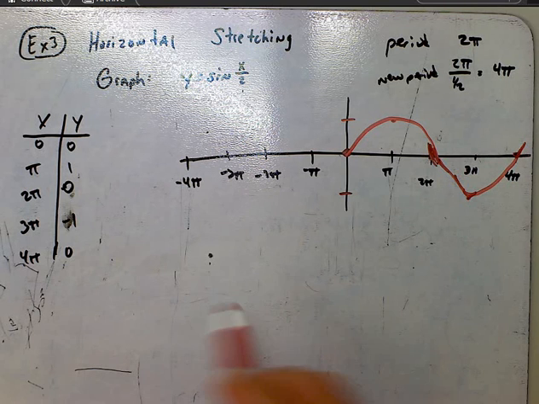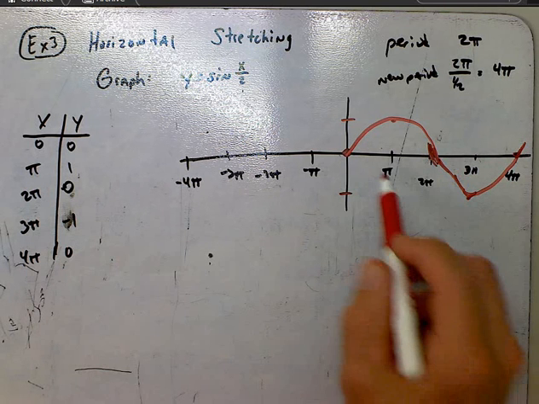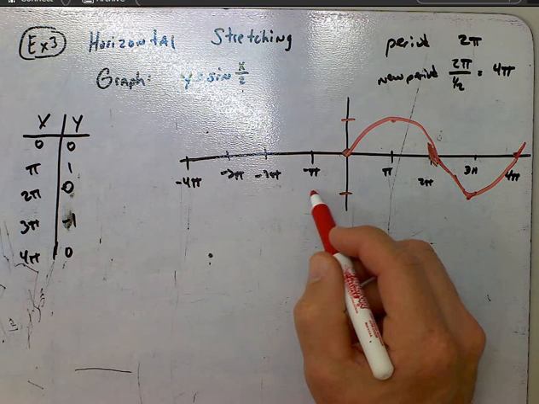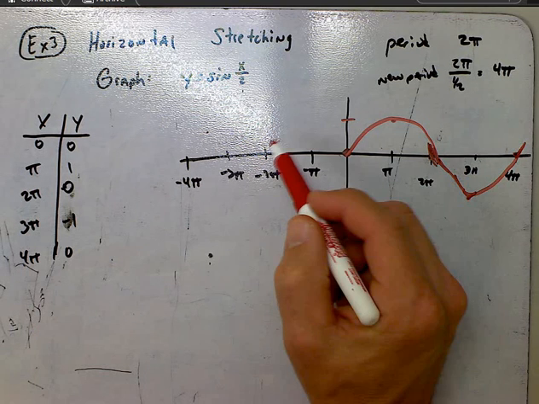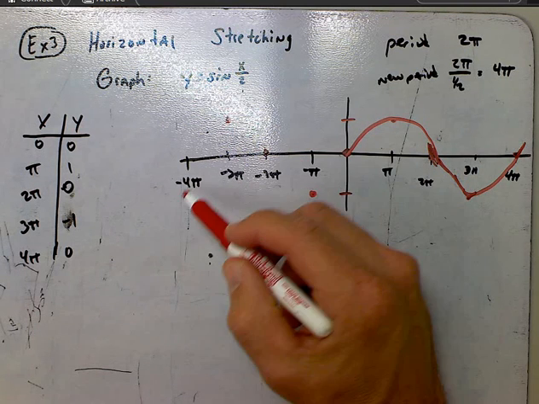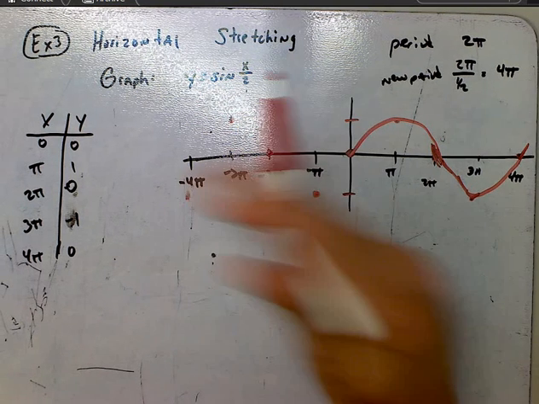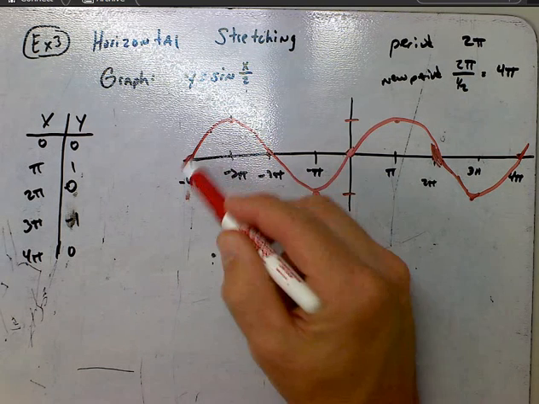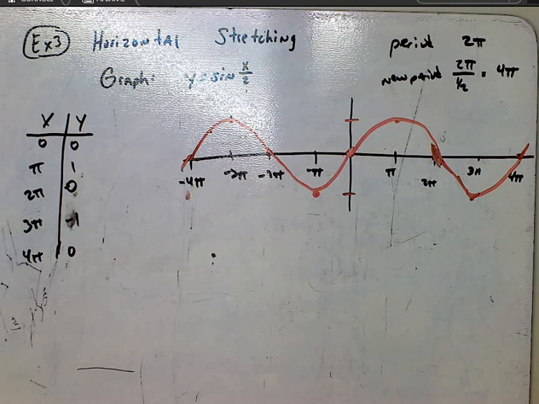And then back here on the side, we know sine is odd, so it's going to be down, then back to 0, then up, and then back to 0. So it's going to go like this. And there's a graph of y equals sine x over 2.